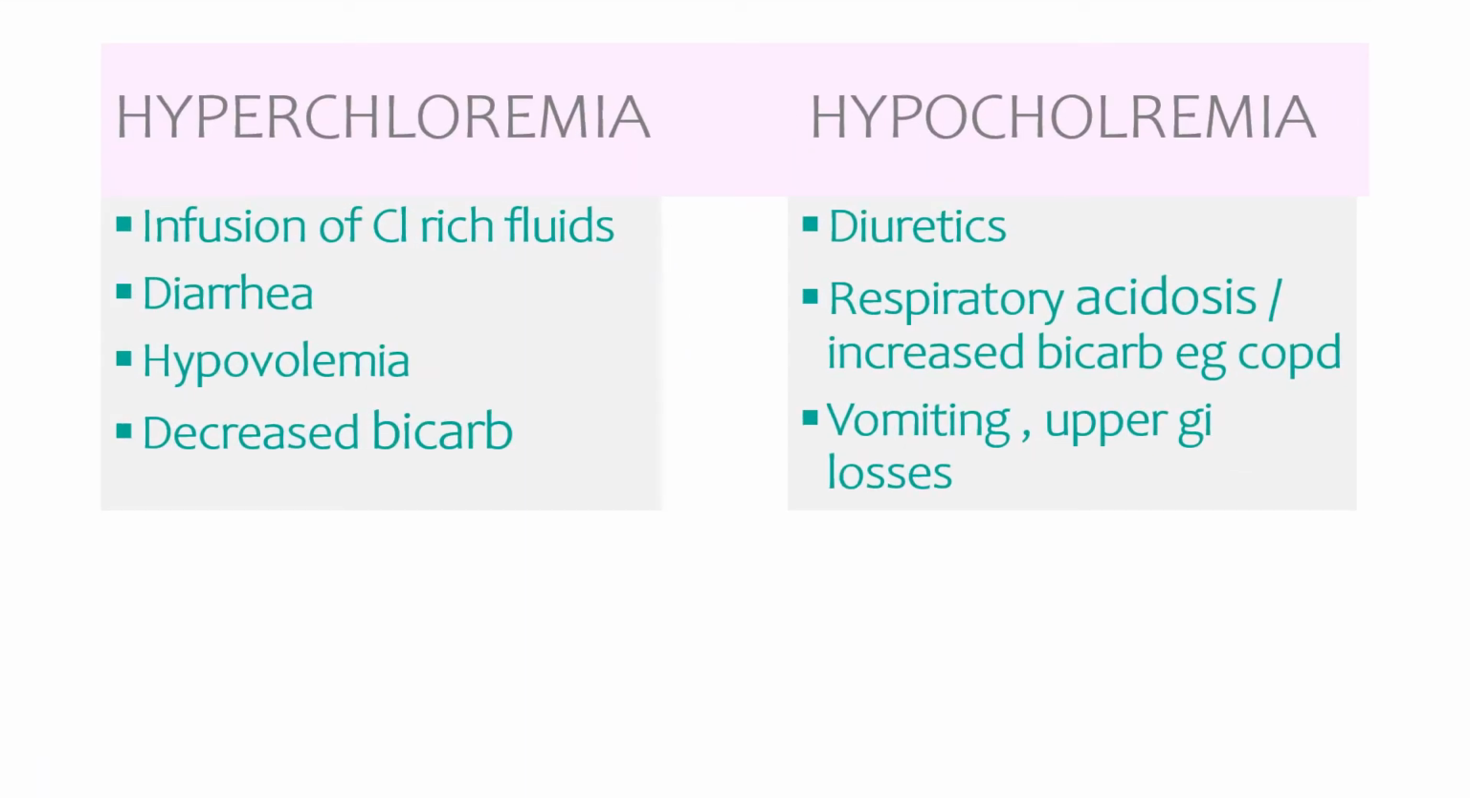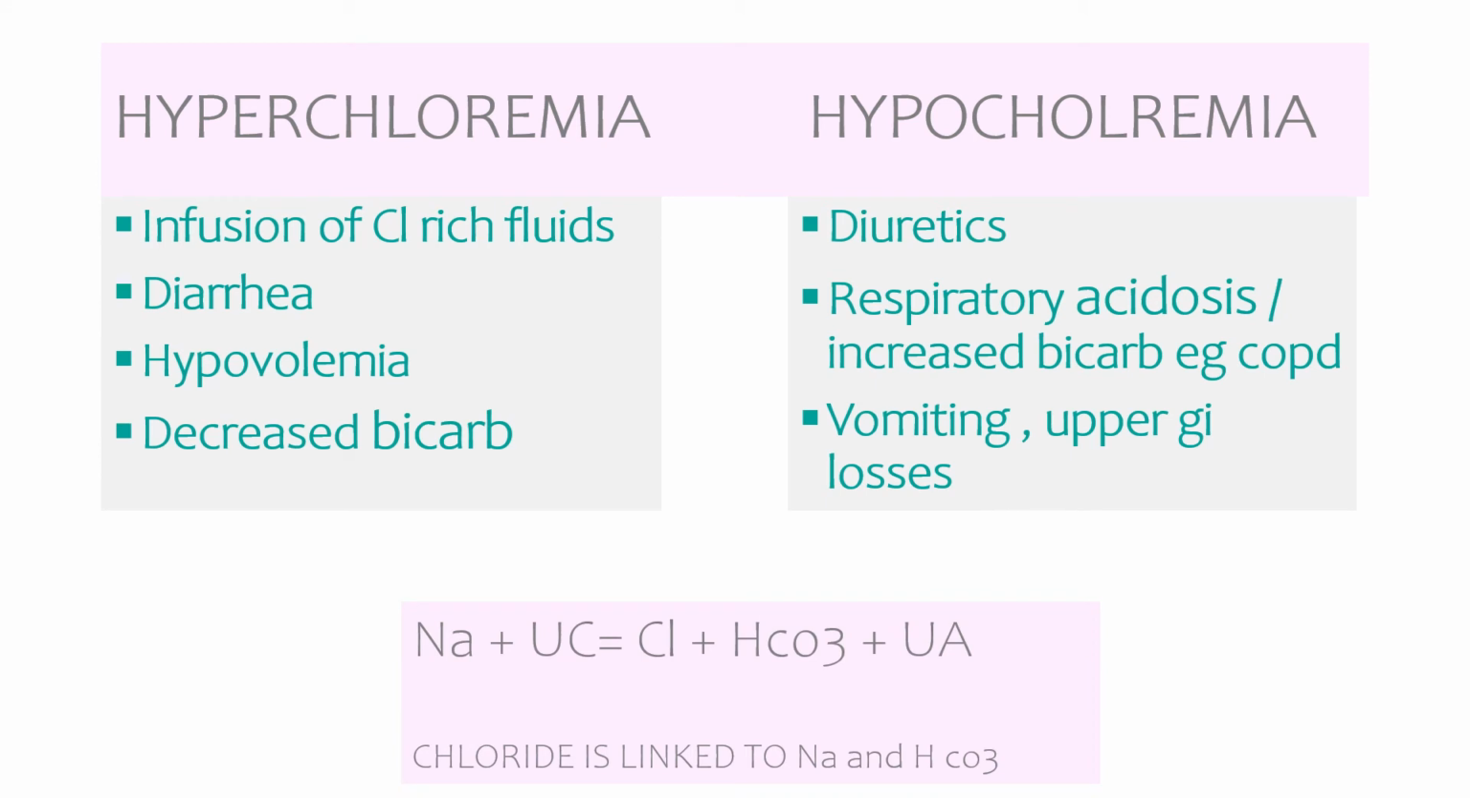So hyperchloremia comes from infusion of chloride-rich fluids, from diarrhea, hypovolemia, because there's intense absorption of sodium and chloride, and decreased bicarbonate. And hypochloremia, you can see the causes here. Please remember that chloride is linked to sodium and bicarbonate.